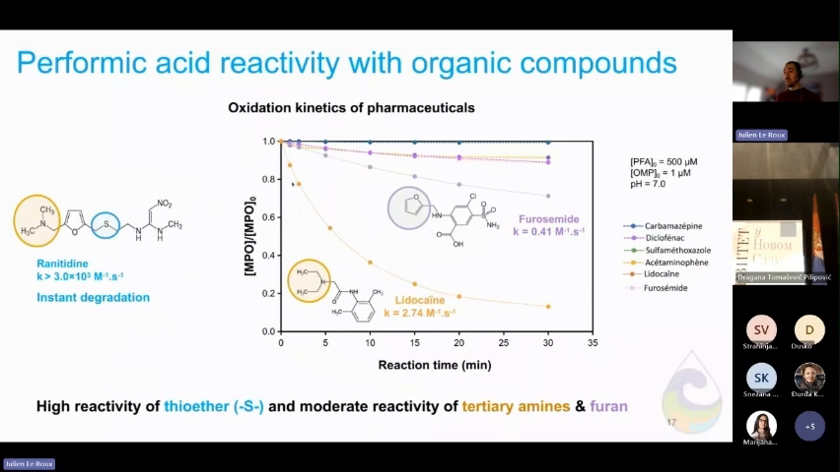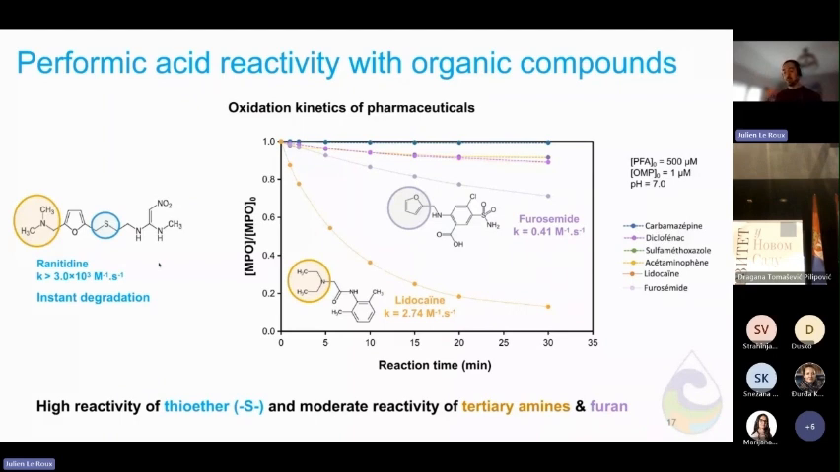And some other molecules like lidocaine here are also well reactive with performic acid. Some of them are less reactive, but still furosemide can be a bit eliminated. But other molecules, you see the list on the right here, carbamazepine, diclofenac, these molecules are not removed at all by performic acid.